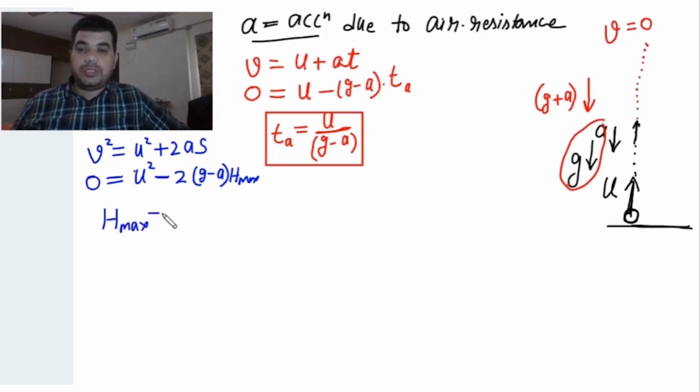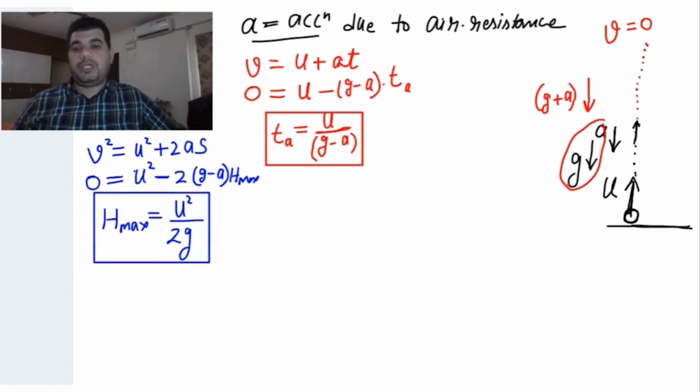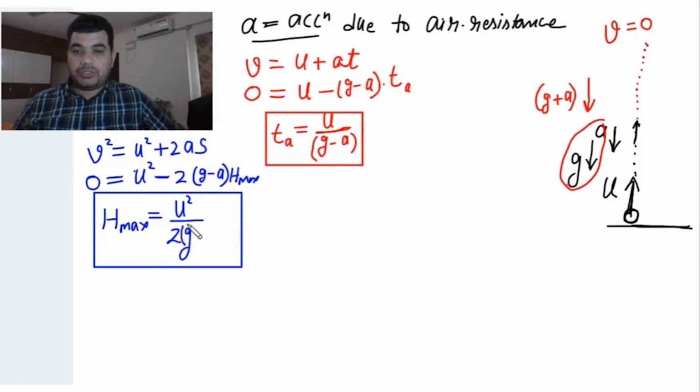So h max is equal to u square divided by 2g. U square divided by 2g. Okay, 1 minute, let me do this a little differently. See here. Oh, sorry, my mistake. It is u square divided by 2, and here I have to put g plus a, because you can see acceleration is g plus a. Okay.